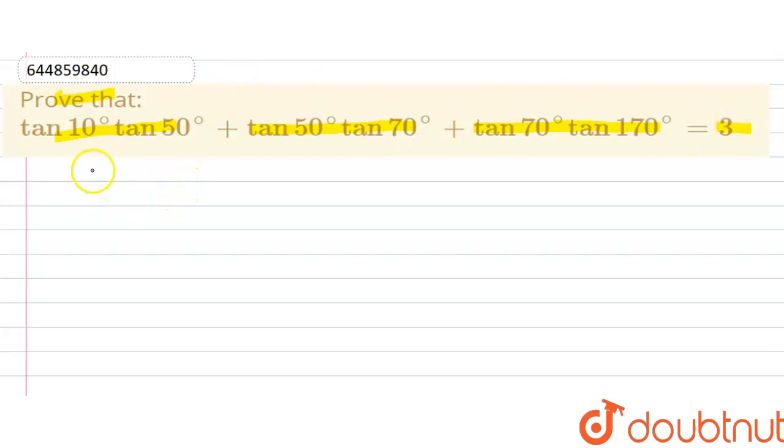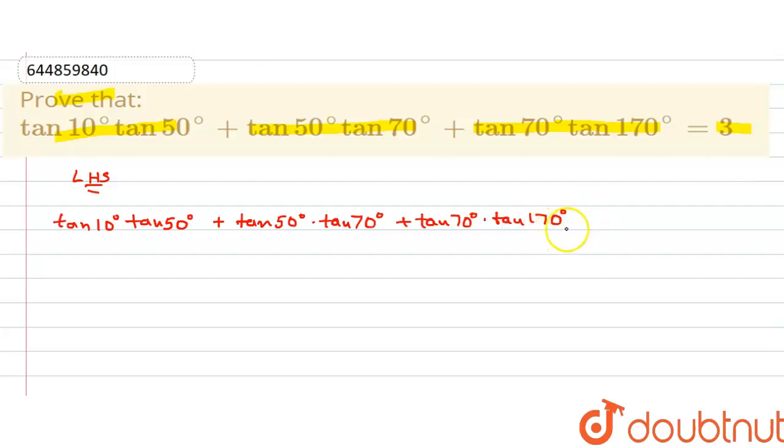So here, if I take the LHS, it is given as tan 10 degree into tan 50 degree plus tan 50 degree into tan 70 degree plus tan 70 degree into tan 170 degree. Now, to solve this, we have a formula, so let us use it. We have that tan of A plus B is given as tan A plus tan B divided by 1 minus tan A into tan B.